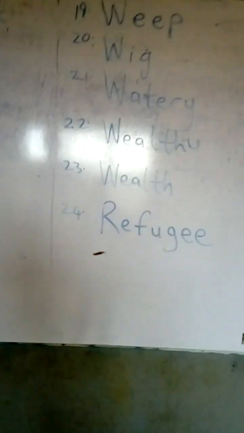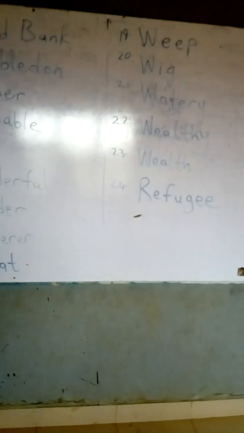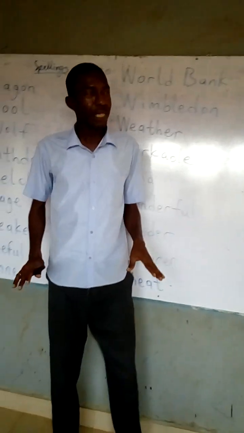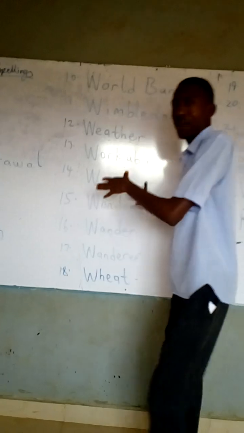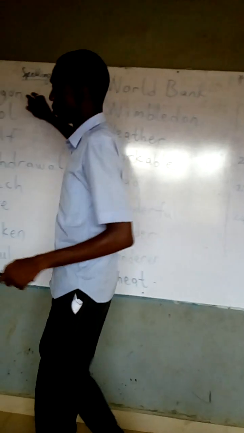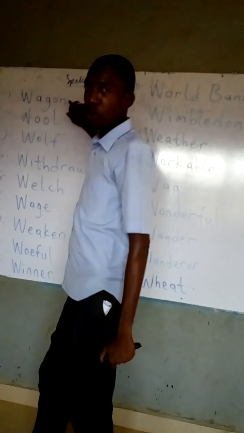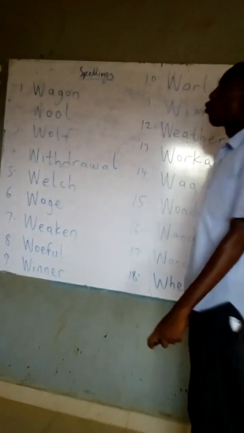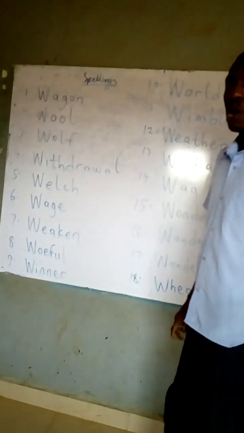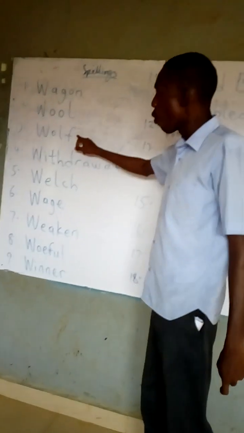How many words? 24 words. I've given you 24 words this afternoon. Please, write all these words down right now. The first word is wagon. The second word is wool. The third word is wolf. Say wolf. This is how to spell wolf.